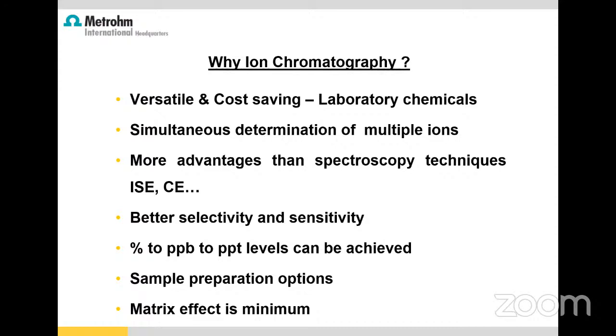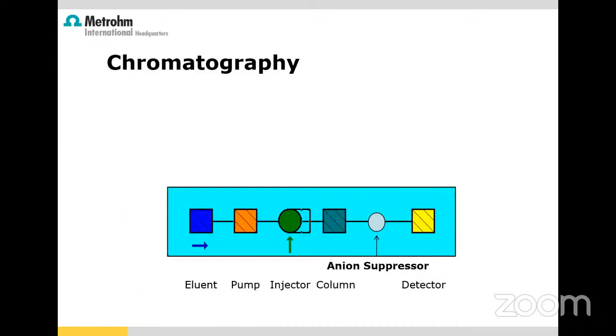where you don't need any gas assistance. Better selectivity and sensitivity, percentage to parts per trillion is possible. There are several sample preparation options available, and matrix effect is bare minimum. So that was about ion chromatography.